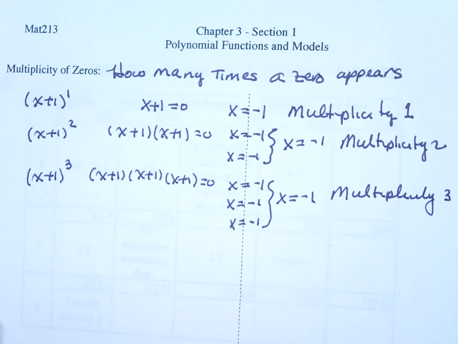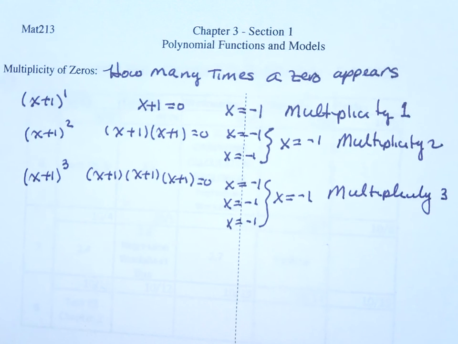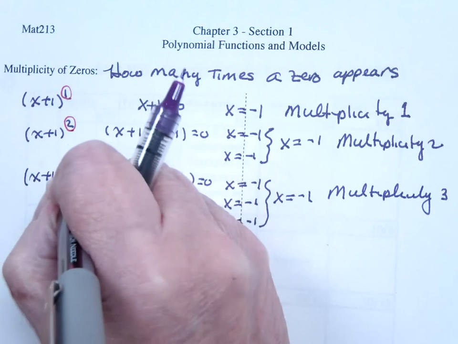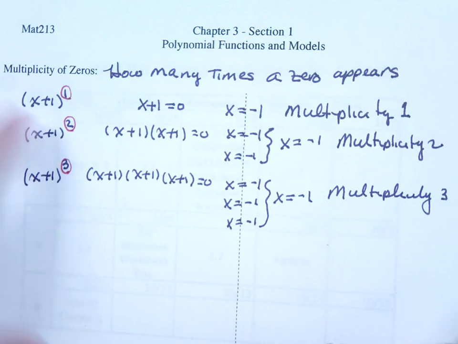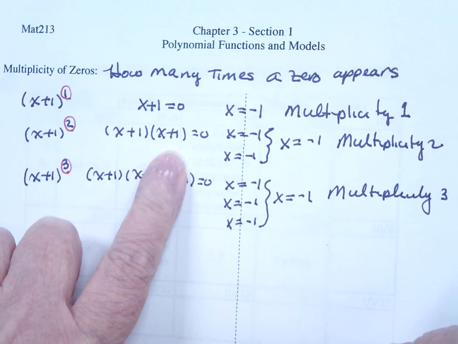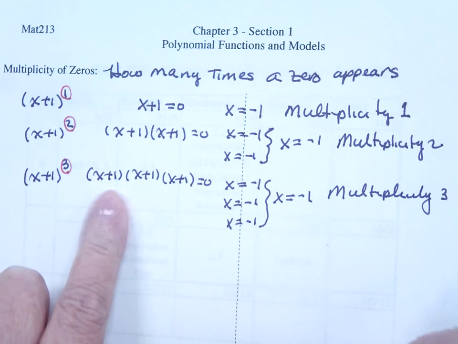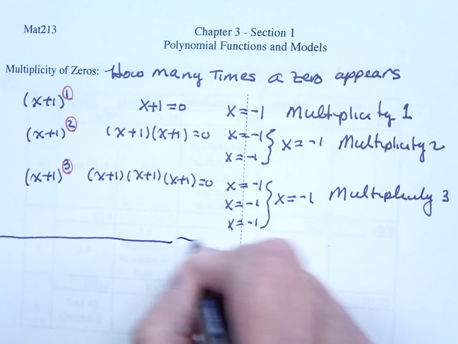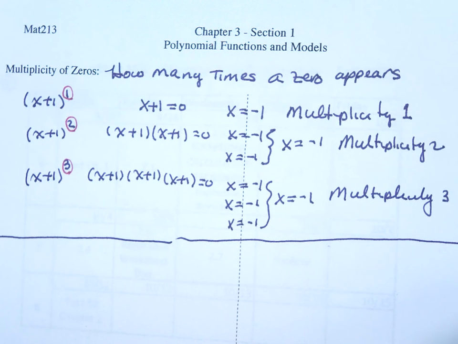Now what you also notice is the number of times it appears is the power on the factor. Once, it only appears once. The power is 2, the parentheses appear twice. Power is 3, parentheses appear 3 times. It tells you how many times the zero appears. Then you might ask yourself the question, why is that significant?